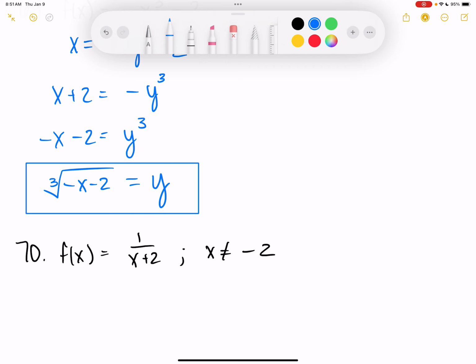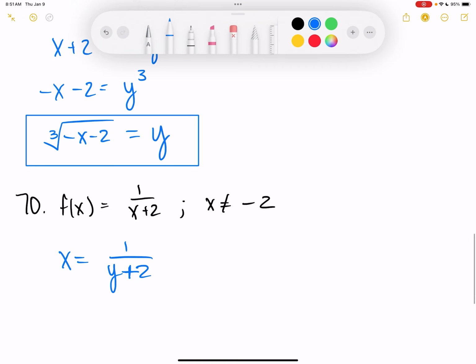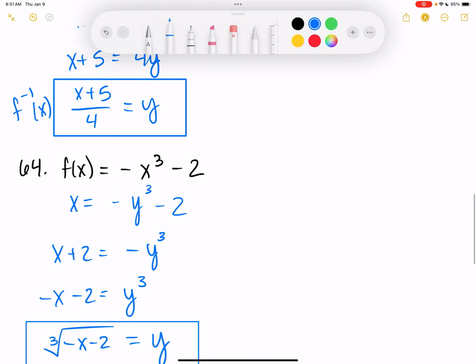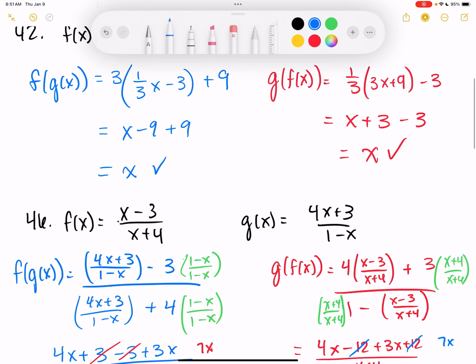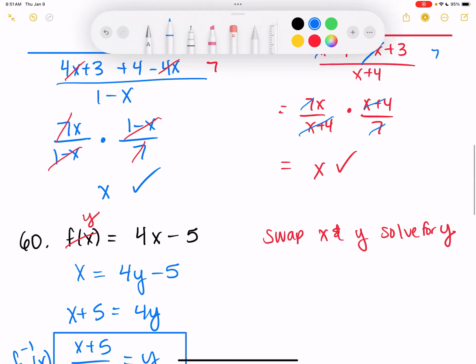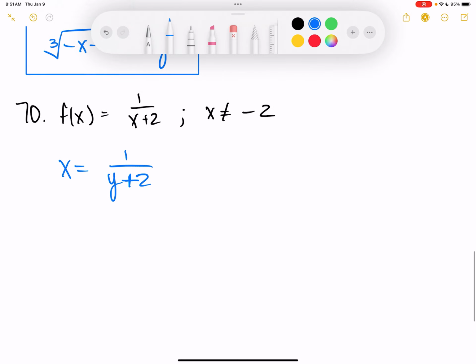All right, so swap x and y. So I've got x equals 1 over y plus 2. When we start getting to these kinds is where I tend to find people have the most issues with finding inverses, and the ones like this, when you're given this and you have to find its inverse, those tend to be the ones that people struggle with the most.